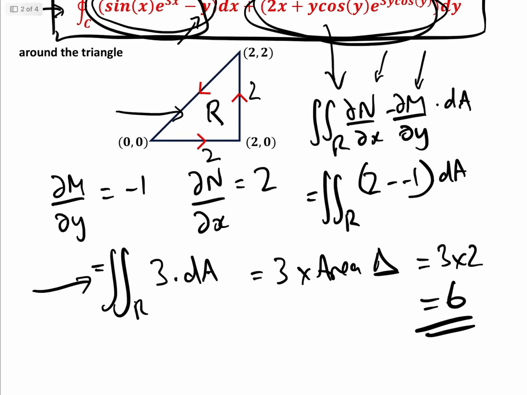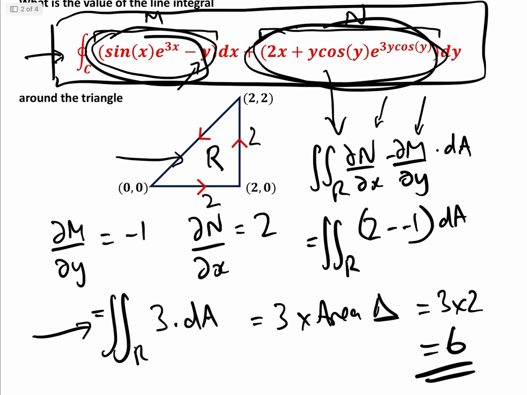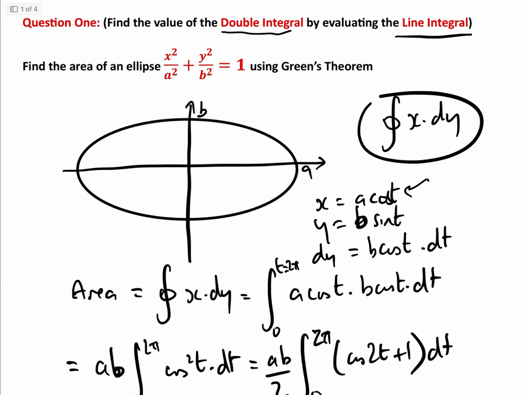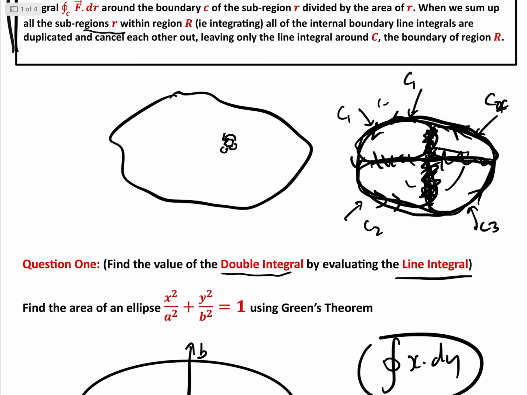The second type of question that we did here, seems a long time ago now, is when basically we have a very complex line integral, but dN/dx and dM/dy are very simple, so it becomes a simple thing. And then the first one is a bit of a trick question where they ask you to find the area of something using Green's theorem.